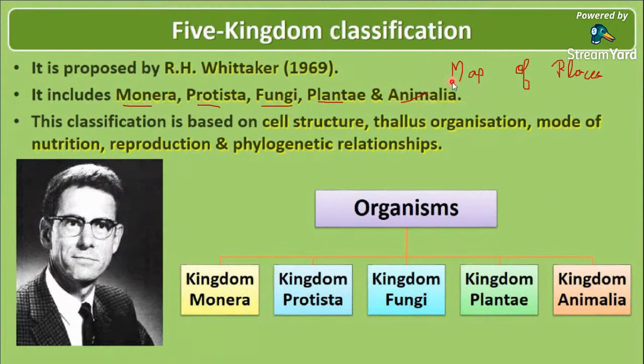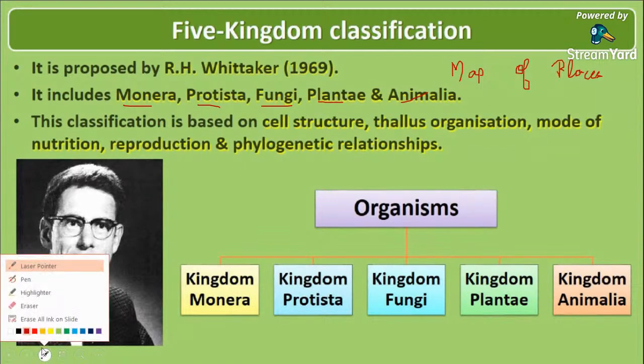M refers to kingdom Monera, P refers to kingdom Protista, F refers to kingdom Fungi, P refers to kingdom Plantae, and A refers to kingdom Animalia. This is what is said as "map of places". That is, the five kingdoms of classification: Monera, Protista, Fungi, Plantae, and Animalia.